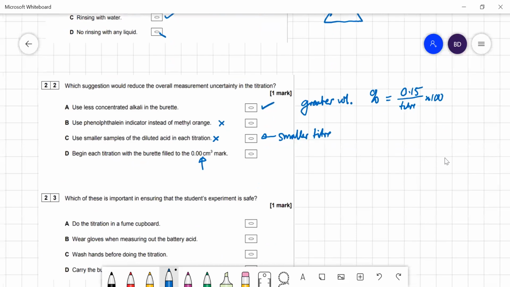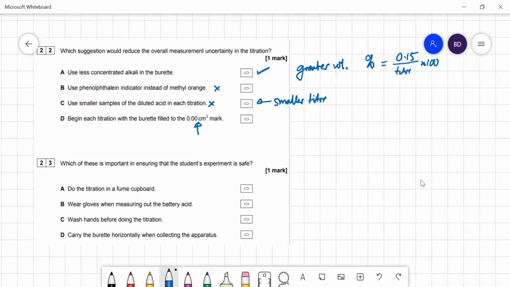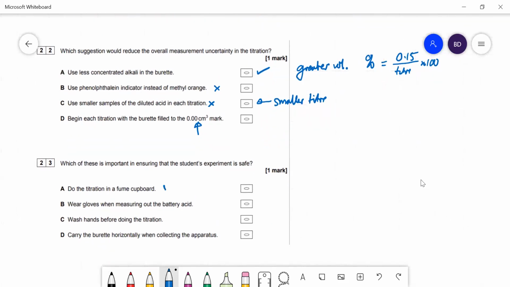Which of these is important in ensuring the student's experiment is safe? Do it in a fume cupboard. There's no need to do that. There's no gases produced in the reaction. Wear gloves when measuring out battery acid. That might be a good idea, because the battery acid could be concentrated.